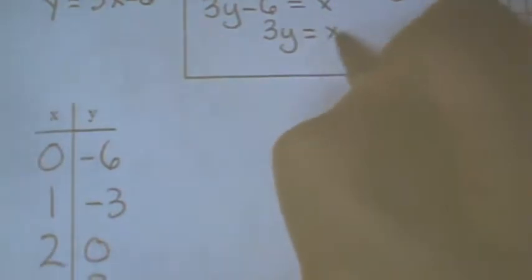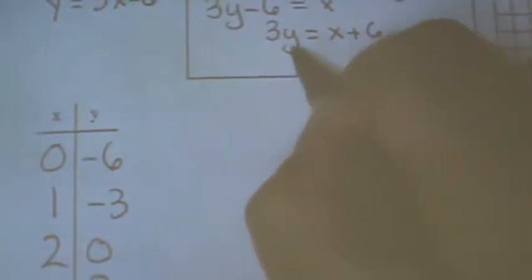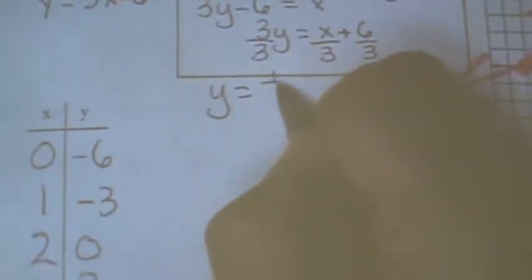Add 6, swing negative 6 to this side. It becomes positive 6, and then divide by 3 and clean it up. 1/3 x plus 2. Now, is this the equation of this line? Did it begin at 2 and did it go up 1/3?